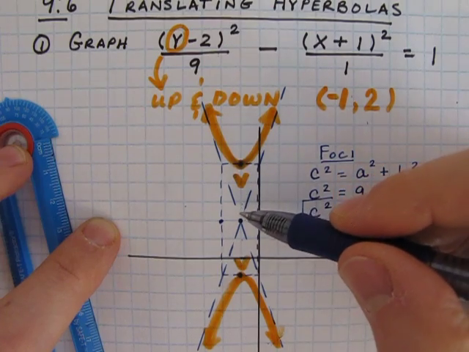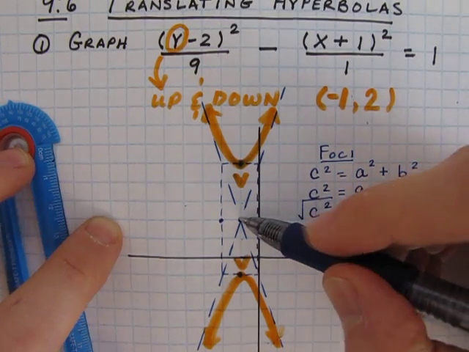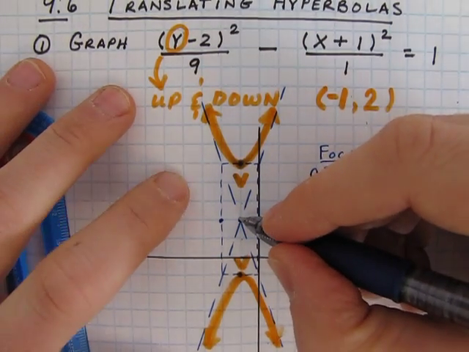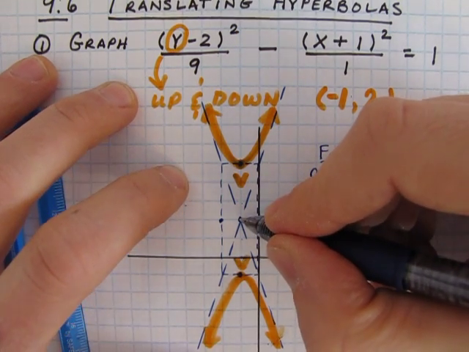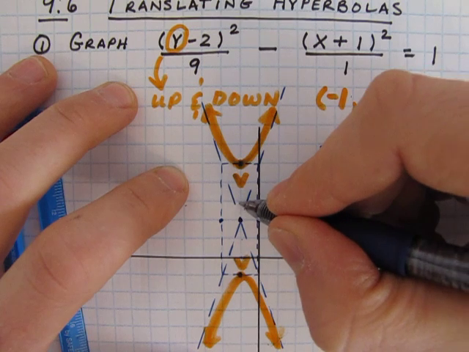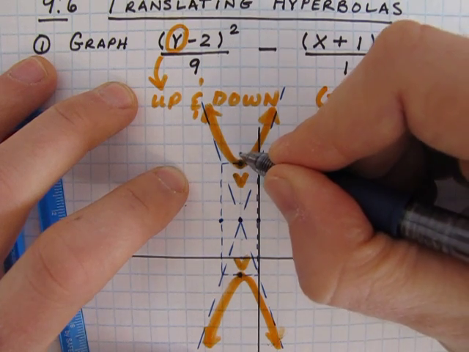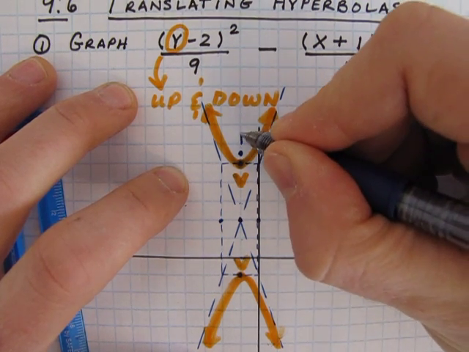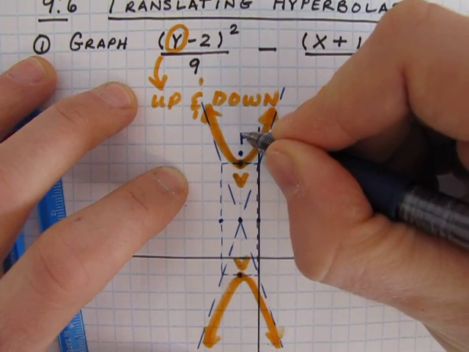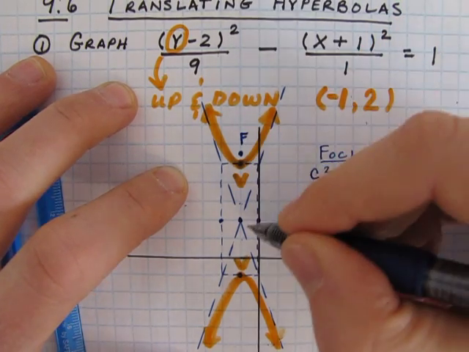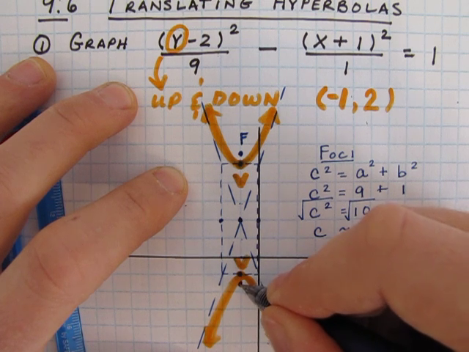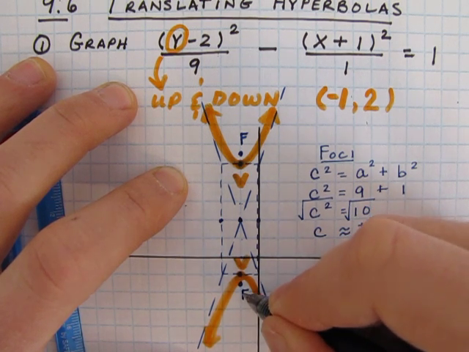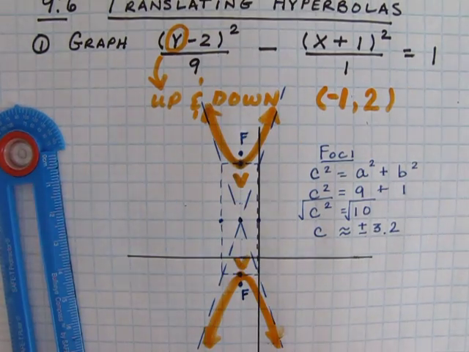Now that 3.2 tells us where our foci are going to be. We come back to the center, just like we did to get the vertices. The foci are always going to be on the same axis as the vertices, so I'm going to go up 1, 2, 3, and a little bit more. There's a focus. Notice that the hyperbola eats the focus. I'm going to come back to the center, down 1, 2, 3, and a little bit more. There's our focus. Notice that the hyperbola eats the focus. Okay. So there's our hyperbola.